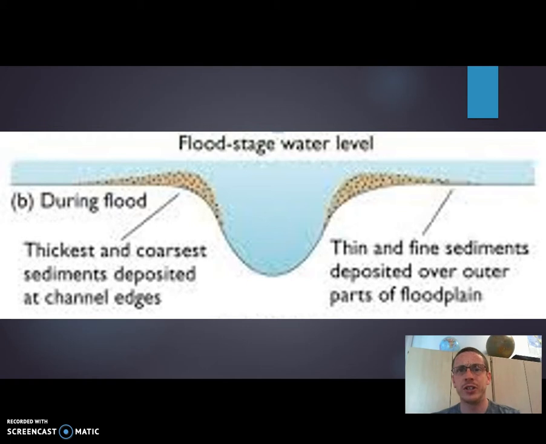Now, the largest, heaviest bits of material are the most difficult to transport, so they go the shortest distance. And they get deposited here, along the edges of the river itself. And the smaller material, particularly the stuff that's in suspension, gets deposited out further, and it makes what we refer to as floodplain deposits. So right here, we've got our nice big coarse-grained material, pebble-sized rocks, etc., that are going to form along the banks of the river on both sides.